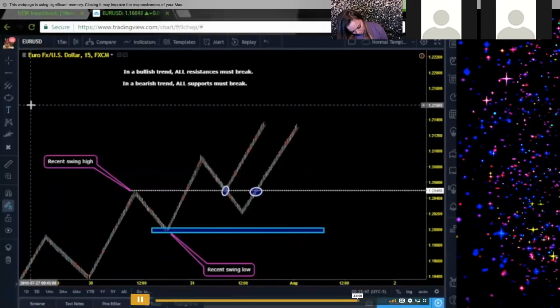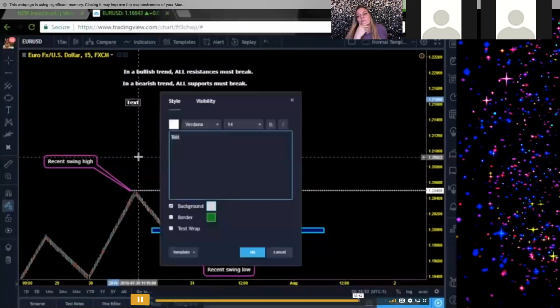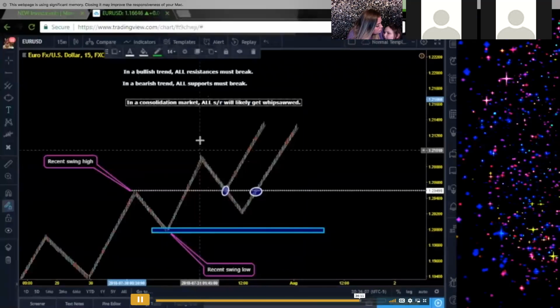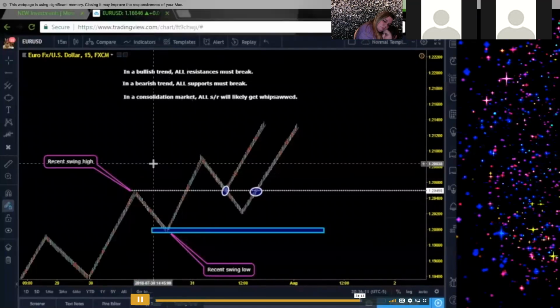And you can't just sit there and trade reversal. What did we talk about earlier? The trend is your friend. Write this down too, because it's really important. This is where a lot of people lose money. In a consolidation market, all S and R will likely get whipsawed. What I mean by that is, if the market is going sideways, guys, a lot of the technical analysis starts to break down. That's why we don't trade in a consolidation market.